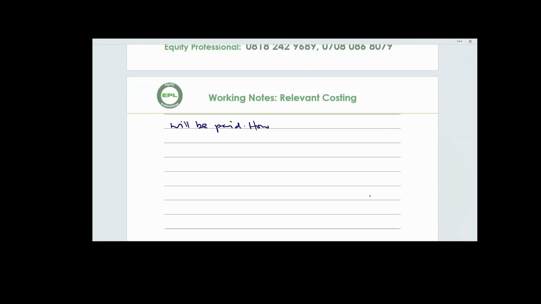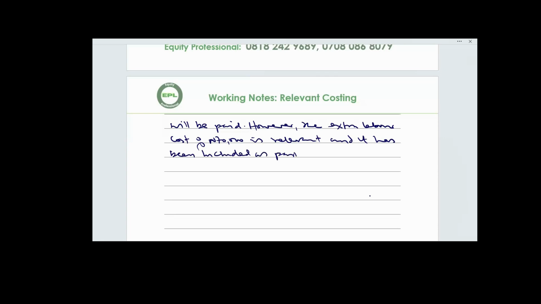Okay, that's that. However, the additional costs, the extra labor costs of 70,000 naira, is relevant and has been included as part of the project cost. Okay, that's that.